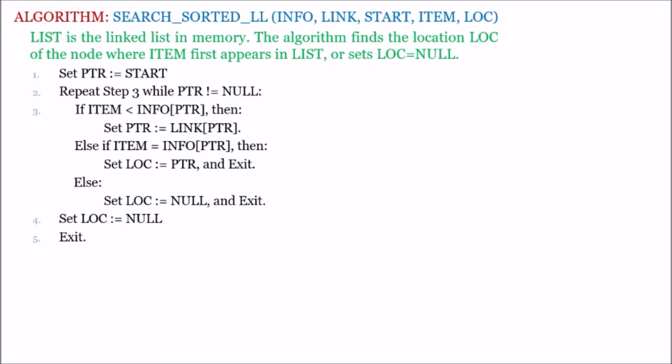First of all, we are learning this algorithm. This is the algorithm, Search sorted LL. That means it is searching the sorted linked list. Here we are having the information part, then we are having the link part, then we are having start, item and the location. So first of all, I am taking a linked list to make you understand about all these parts.